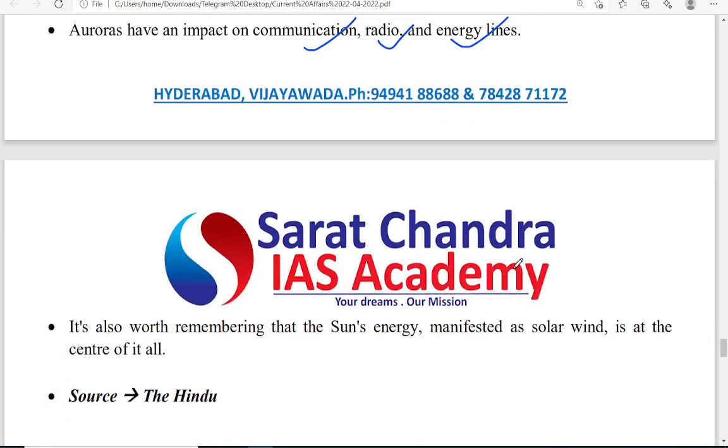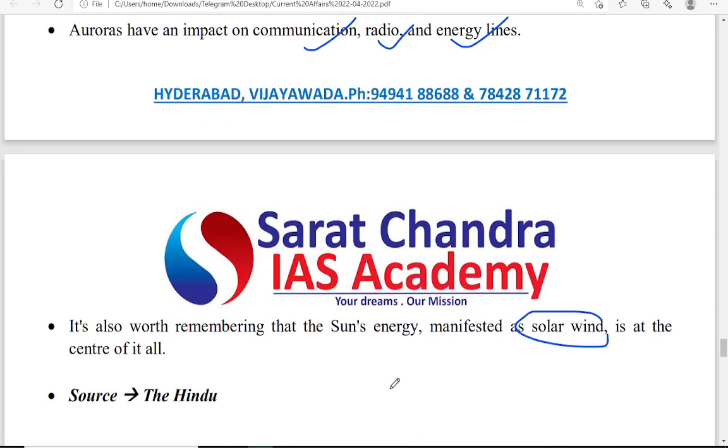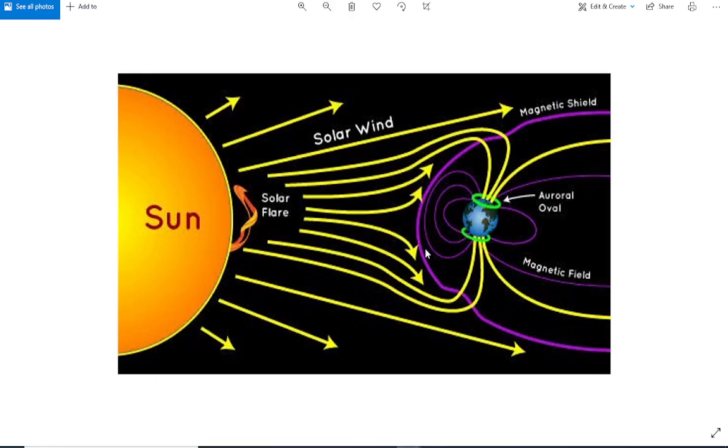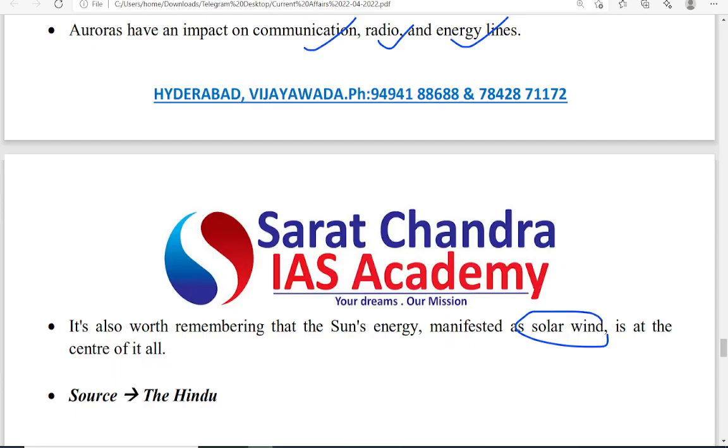Finally, it is worth remembering that the sun's energy, which is manifested as the solar winds, is at the center of it. As I said, this energy, the solar winds, are what we call solar winds. Once this energy is manifested, the process behind the aurora is like this: the sun's energy is given to the atmospheric particles. They get excited, and after reaching the excited position, they come back to the ground state by emitting light of different colors. Those colors we see as the aurora.